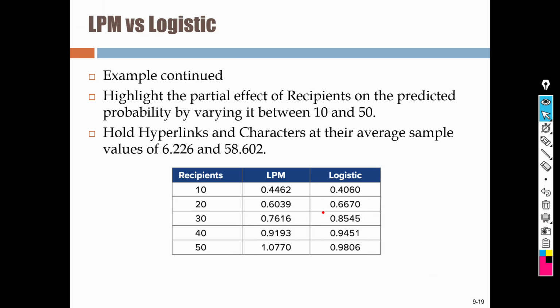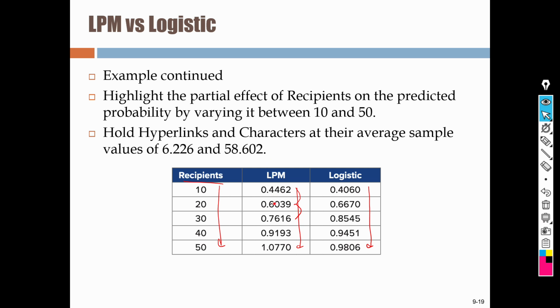And using simulation, I said 1, 2, 3, 4, 5, 6, but actually you can do 10, 20, 30, 40, 50. And if you're using the LPM, the linear probability model, as you can see, this is increasing, and the logistic is also increasing. So you can tell that as the number of recipients increases, your probability also increases. However, here, this difference will be the same as this difference.